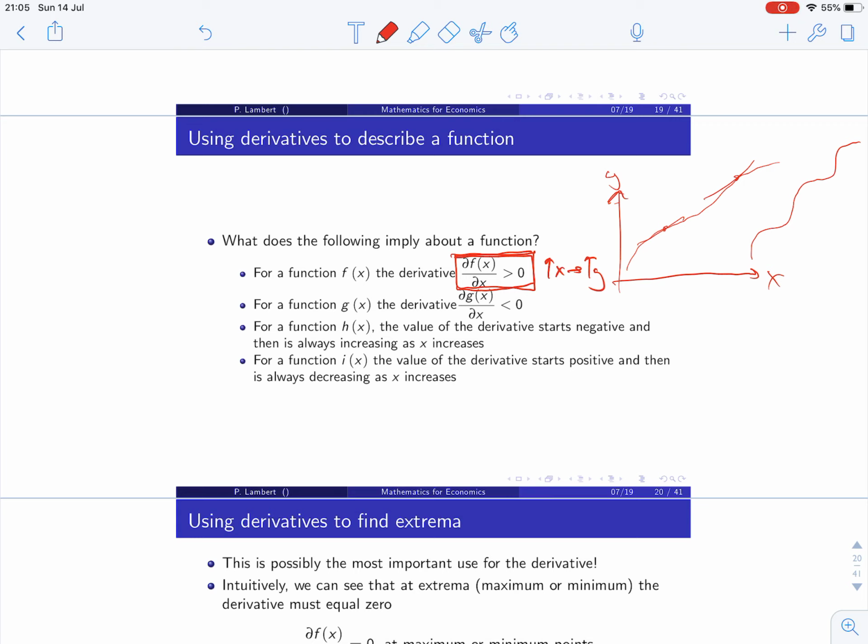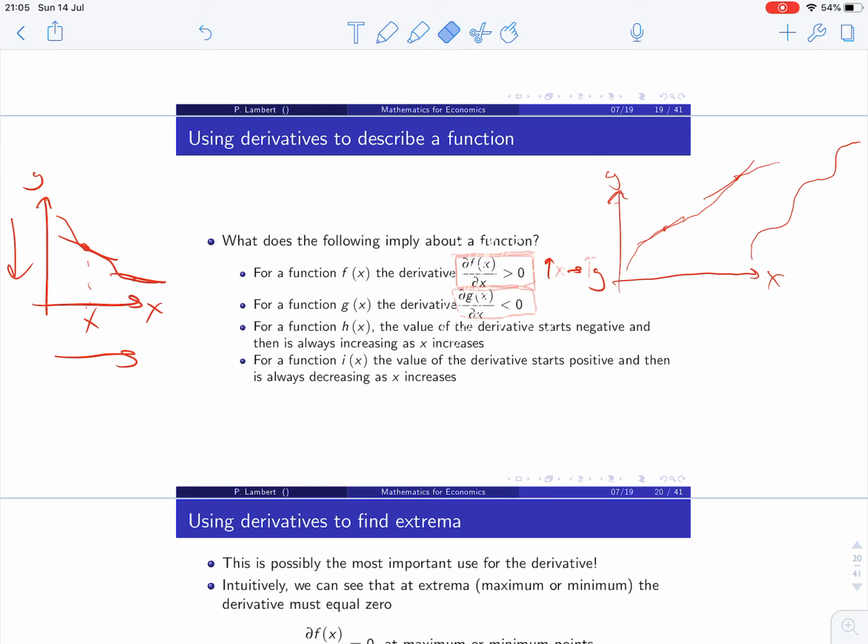The opposite is true, of course, if we have a strictly negative derivative for any input x. As x increases, if the derivative is strictly negative, it must be a downward sloping function, because at any input value x, the slope is negative. So as x increases, our y must be going down. So that's something that's quite interesting. In economics, it's always good to know whether the function is obtaining a higher output value or a lower output value as our inputs get larger.